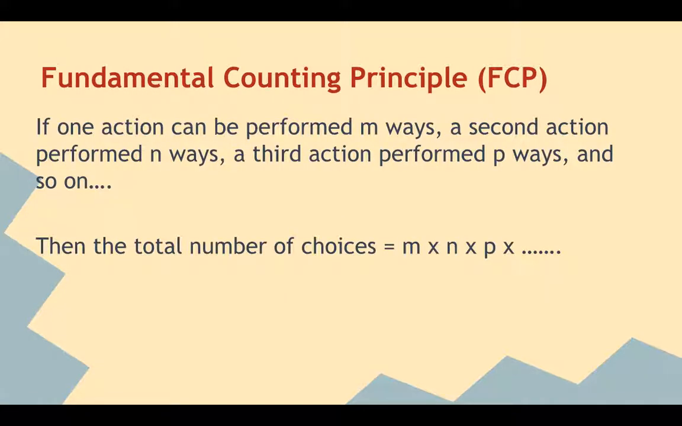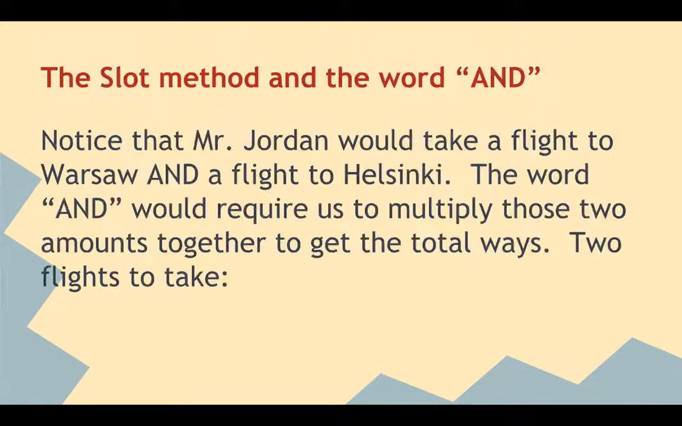That's the fundamental counting principle. So if one action can be performed m ways, the second n, and the third p, the total number of choices is m times n times p. In this activity, we're only doing the 2 choices, so 2 things multiplied by each other, but you can keep going as well.